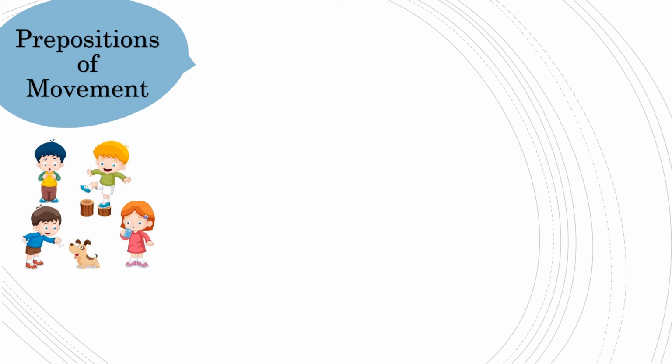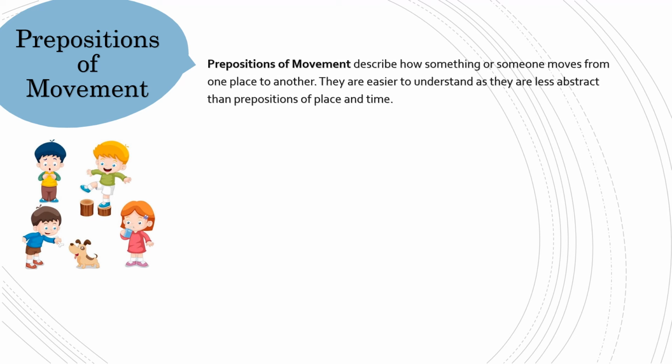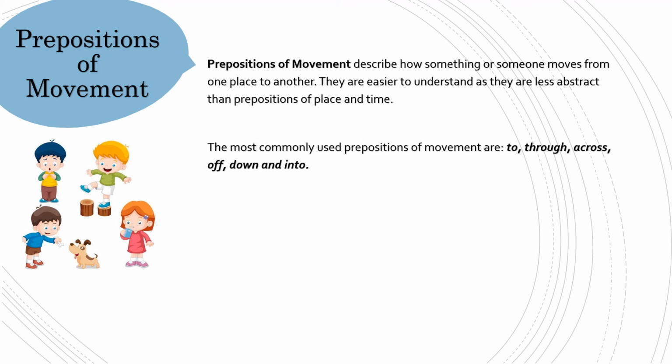Prepositions of movement. Prepositions of movement describe how something, or someone, moves from one place to another. They are easier to understand, as they are less abstract than prepositions of place and time. The most commonly used prepositions of movement are to, through, across, off, down, and into.